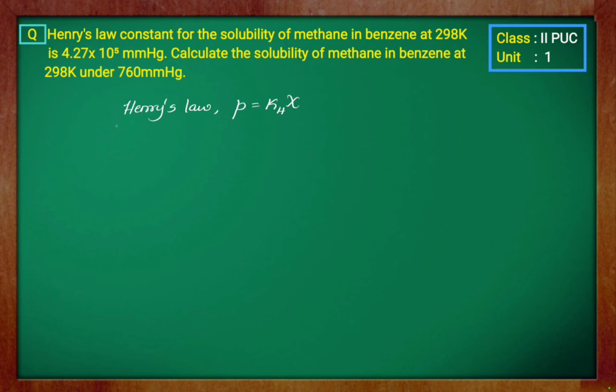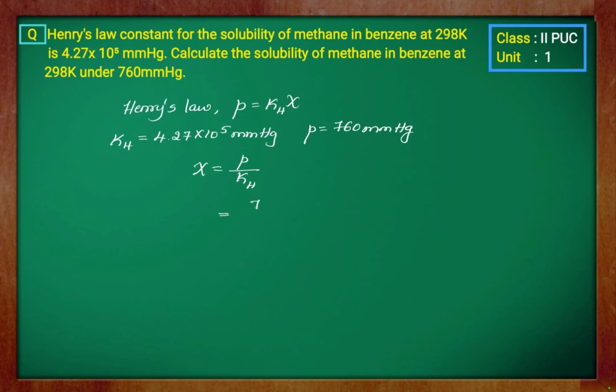So in the question, they have given us that Henry's law constant, which is KH, is equal to 4.27 into 10 to the power 5 mmHg. Calculate solubility of methane in benzene at 298 Kelvin under 760 mmHg. So the pressure P is given. It is 760 mmHg. So we need to calculate solubility. So here solubility is given in terms of mole fraction chi. So rearranging the mathematical expression for Henry's law constant, I can write chi is equal to P divided by KH.